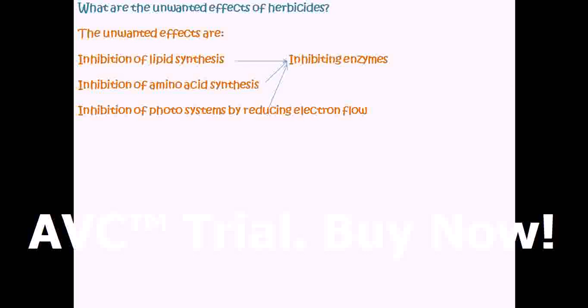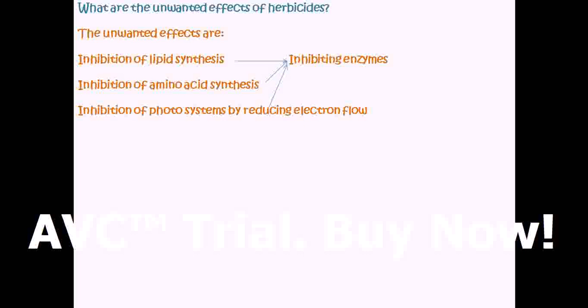The herbicides kill the weeds or unwanted plants by inhibition of lipid synthesis, amino acid synthesis, and inhibition of photosystems by reducing the electron flows. These inhibitions are mainly because of inhibiting enzymes in the unwanted plants. However, these herbicides also inhibit the enzymes in the wanted plants. So, because of this inhibition, if we need to use the herbicides, we need to modify the wanted plants so that the herbicide effect on the plants is eliminated.